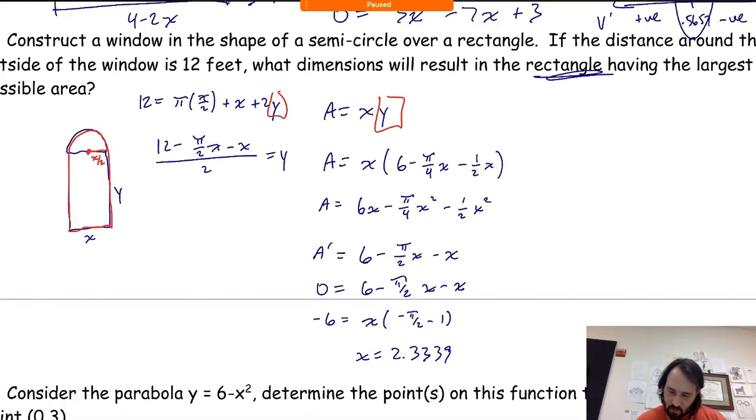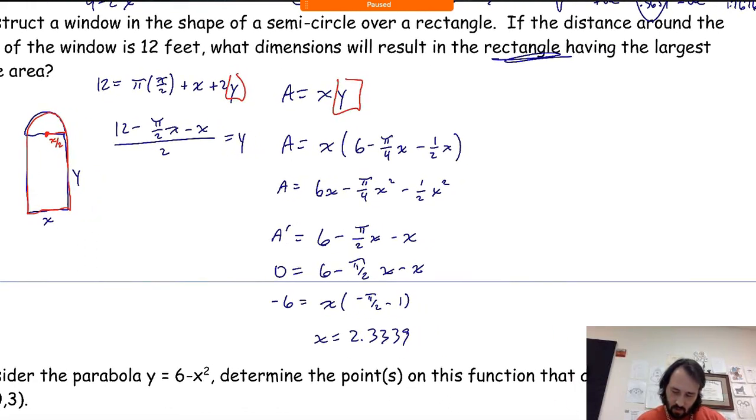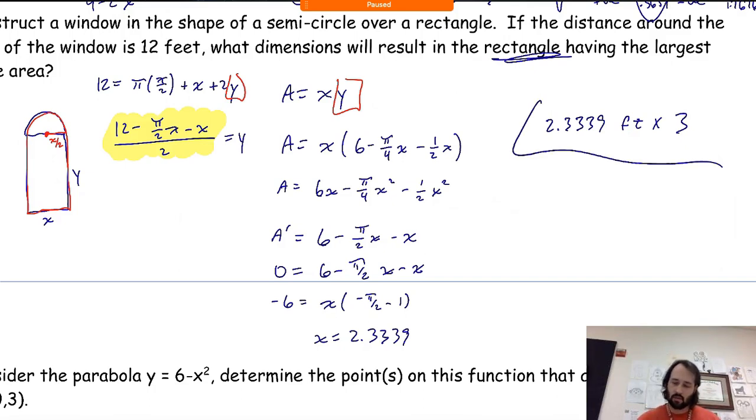All right, what dimensions will result in the rectangle having the largest possible area? So if x is 2.3339, then I can substitute it back into this one to get y: 12 minus pi over 2 x minus x, divided by 2. So 2.3339 by 3. Those would be the dimensions that would give the largest area.